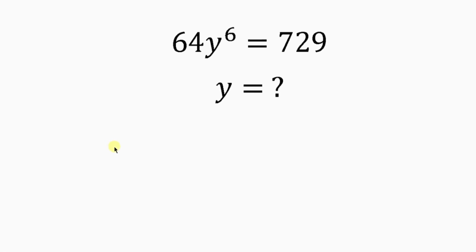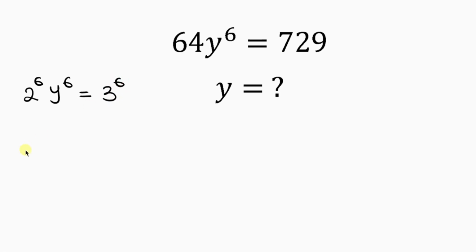Let's solve this math question which says find the values of y for which 64y to the 6 is equal to 729. Well, our first step will be for us to write 64 in its index form. So 64 is the same as 2 to the 6. And this is y to the 6 equal to, now we also have to write 729 in its index form. So the index form of 729 is 3 to the 6.